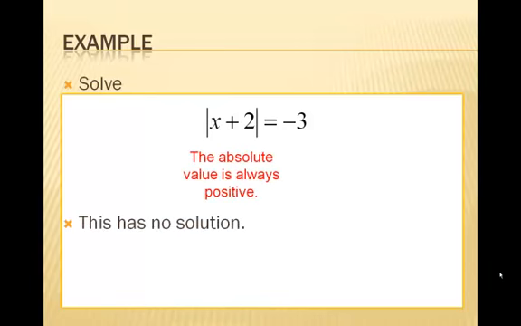For example, if you take the absolute value of 2, you get a positive 2. If you take the absolute value of a negative 2, you still get a positive 2. Now, what that means is that no matter what we try and use for x, as soon as it takes the absolute value, there is no way it's going to get a negative 3. So this particular equation actually has no solution whatsoever.